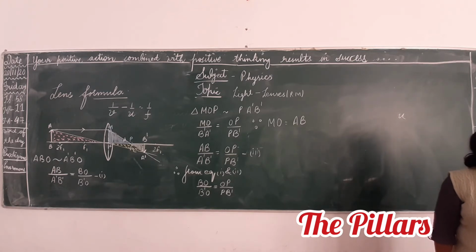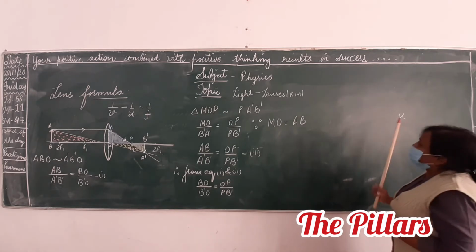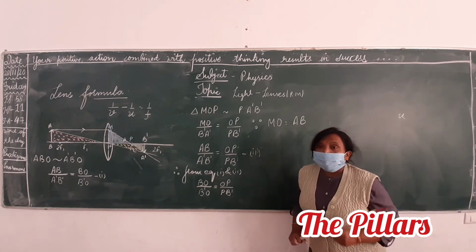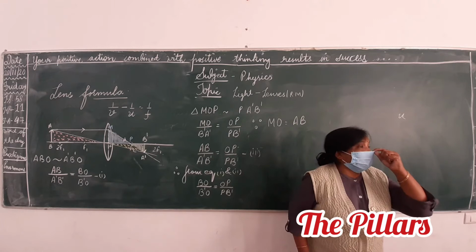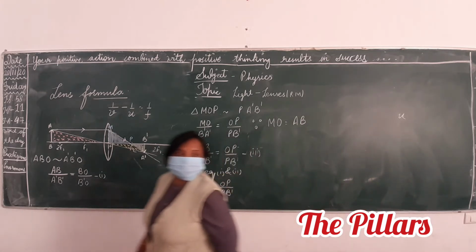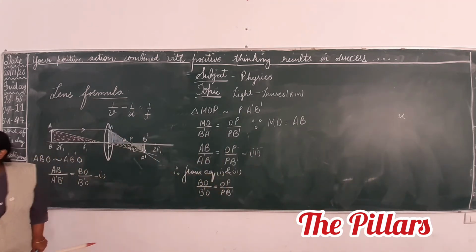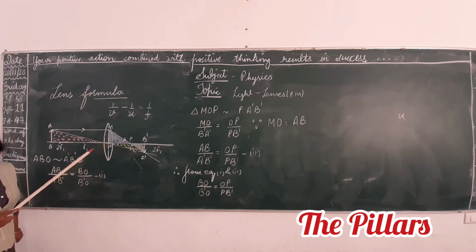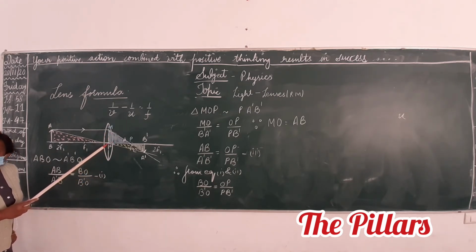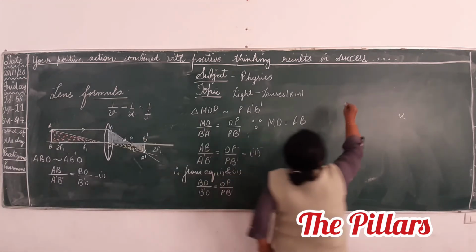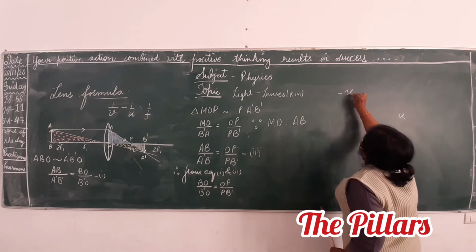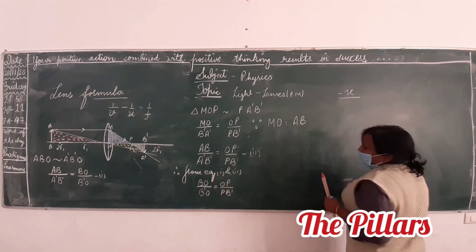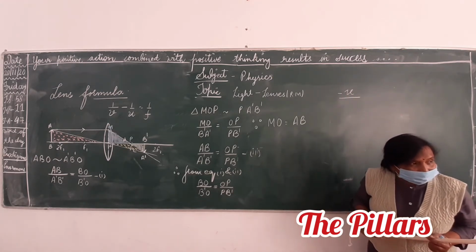What will be the sign of this U? Minus. Why? My question is why. Because it is against the direction. Very good. Because it is against the direction of light. You will measure all the distances from O, so you are going against. Very good. See how I really love this class. They all are showing improvement. Very good. Next question to Raj Jaiswal.